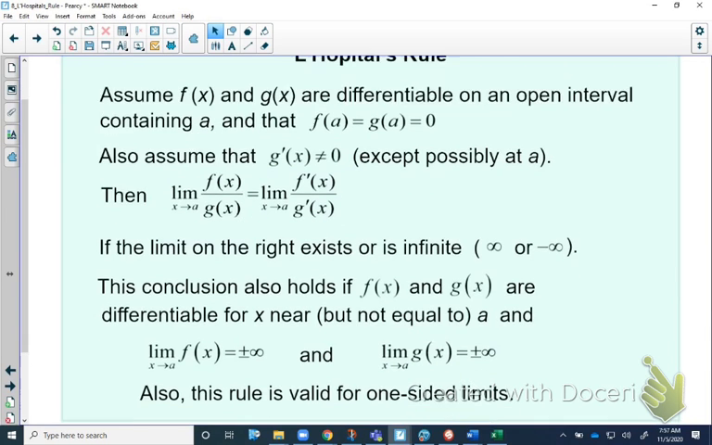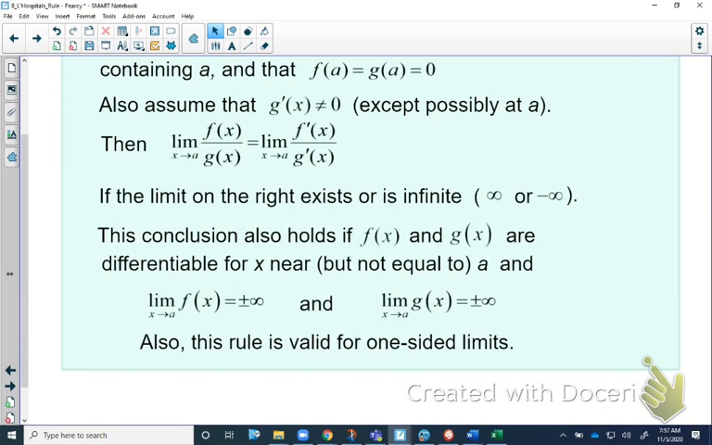And what it tells you down here at the bottom is that it's also valid for one-sided limits. So we don't necessarily have to have the ability to look at the function from both the left and right sides as we approach it, but it'll work for one-sided limits as well.